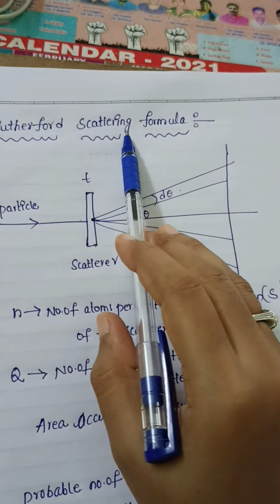dp equals, see here, all the values are constant except the phi value. So Z e square by 2 pi epsilon naught m v naught square is a constant term. And next, cot theta. What is the differentiation of cot theta?